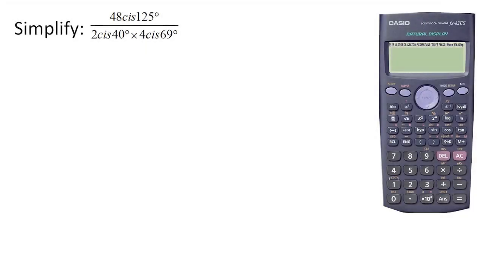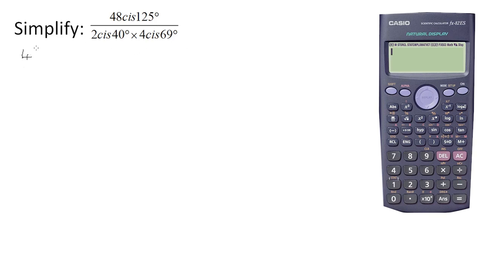Simplify 48 cos 125 degrees divided by 2 cos 40 degrees times 4 cos 69 degrees. What do we have here? We have a combined multiplication and division problem. We can do this in one step, but seeing that we're revising multiplication and division in polar forms, I will first focus on the multiplication part at the bottom.